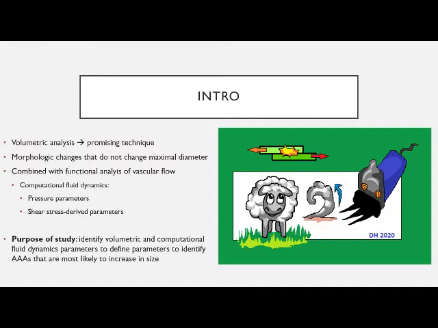The morphologic changes in many aneurysms are not reflected by the maximal diameter itself. So you can have changes in an aneurysm's size and shape, while this may not be reflected in the diameter itself. So what we're trying here to do is also to combine this volume analysis with functional analysis of the vascular flow, where we have the computational fluid dynamics. Basically, they include in a very complex computed algorithm the pressure and the shear stress derivative parameters.